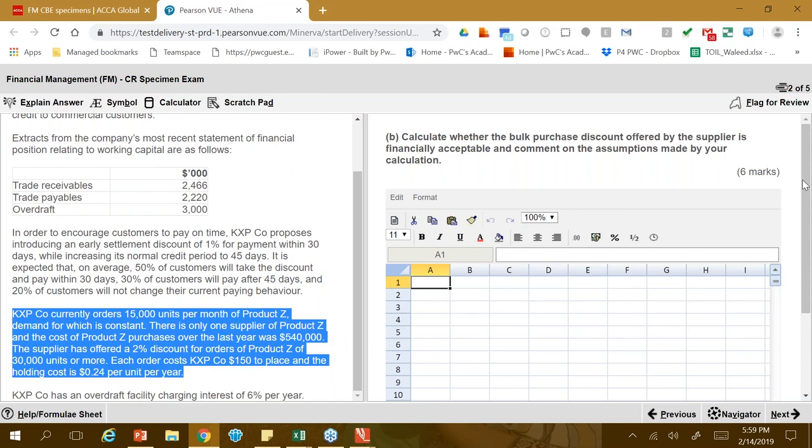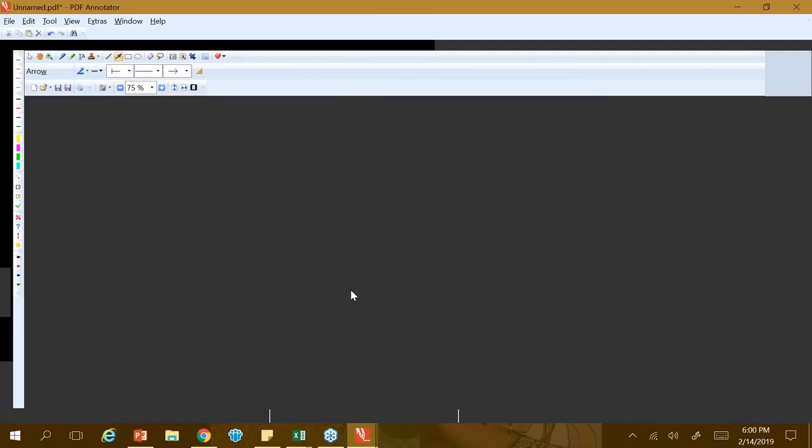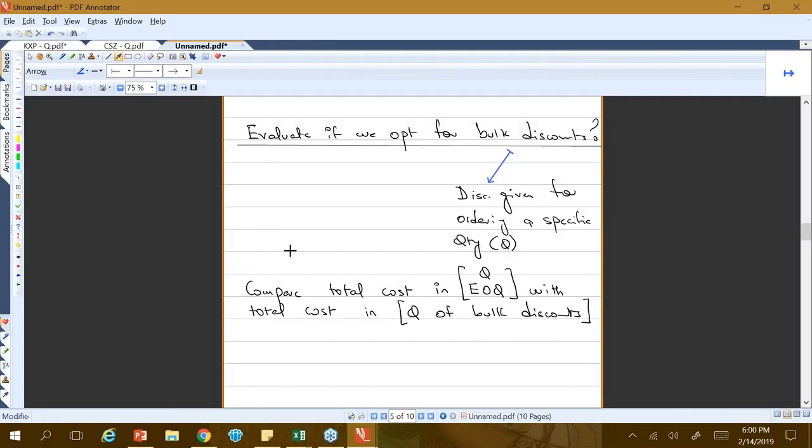Why are we calculating EOQ? It didn't say anything about the EOQ. Well, it didn't say, but I said that this is how we deal with the bulk discounts. We compare the total cost under EOQ with the total cost under the bulk discounts. So this is how this requirement or this area is solved. This is what I want you to do.